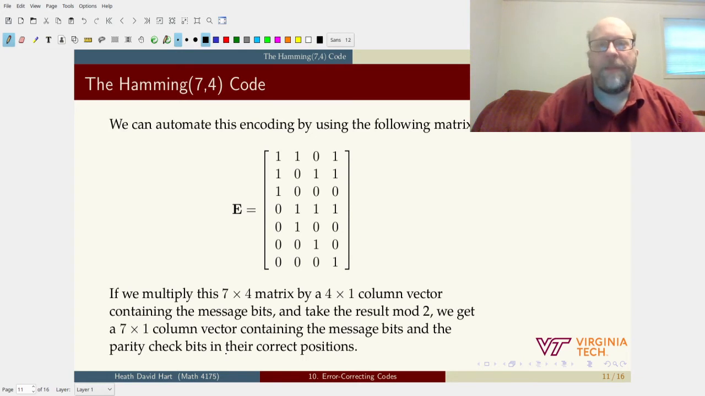We can automate this encoding by using the following matrix. So let's talk about what this matrix is. The bottom row is the representation of the number 1 in binary. And this is 2 in binary, and then this is 4 in binary.